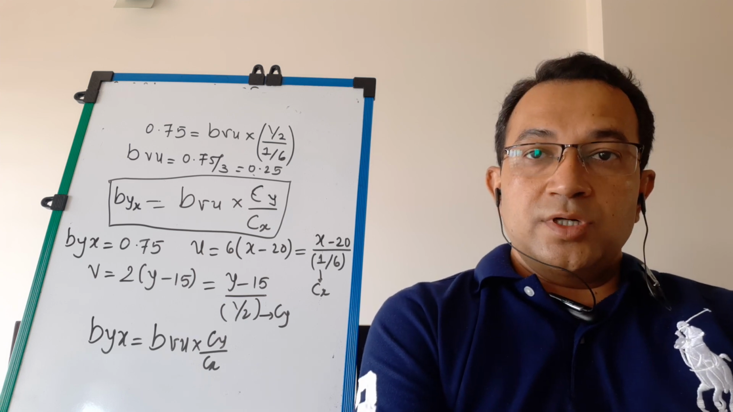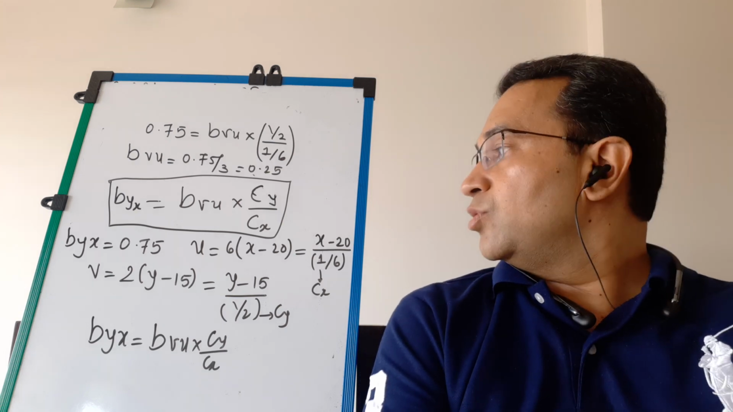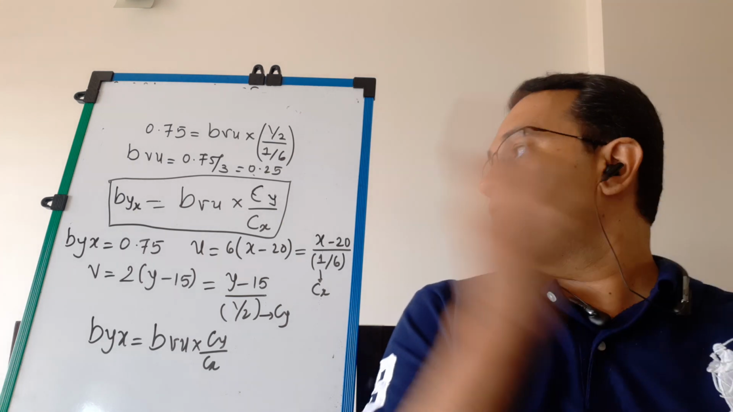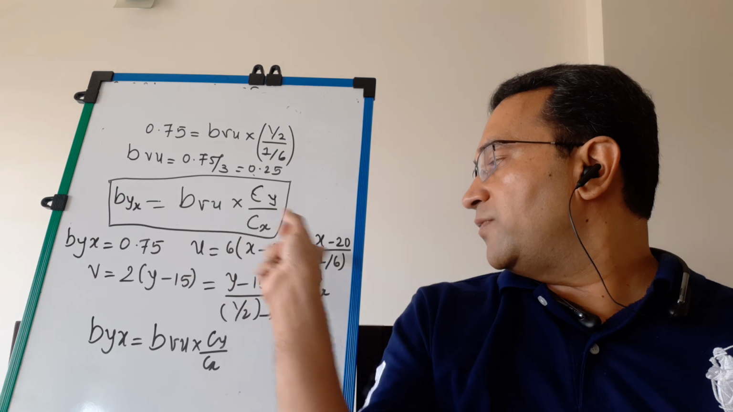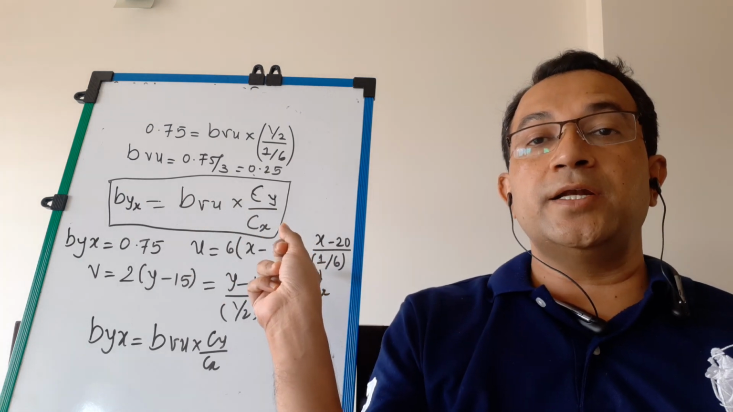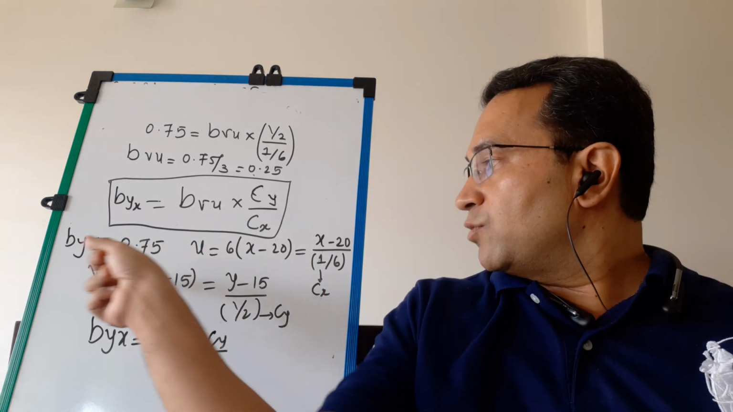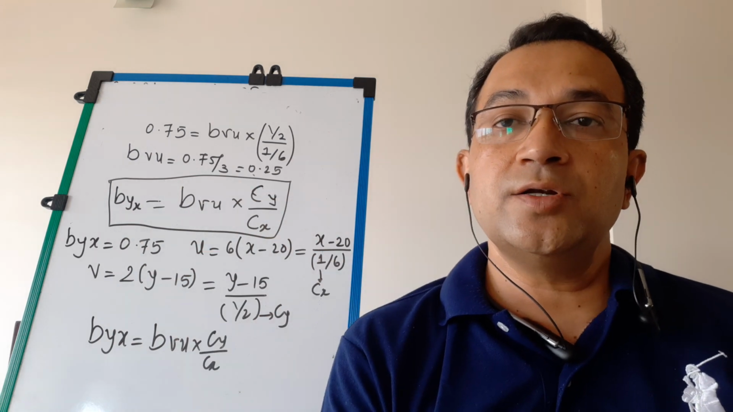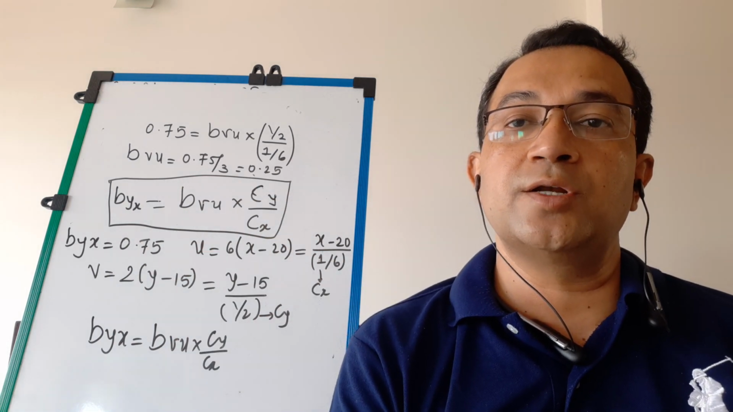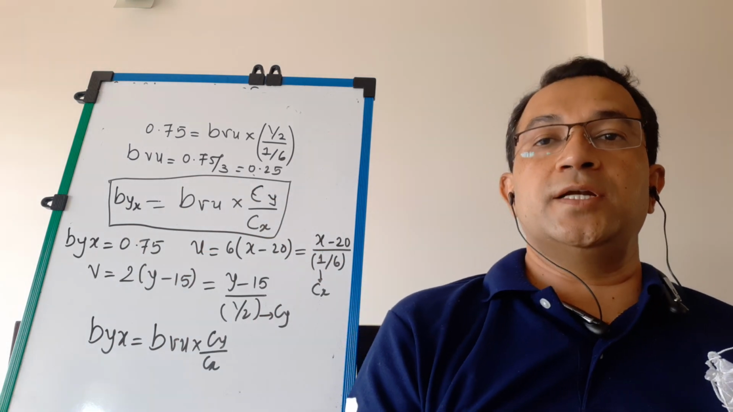Very important students, if it is 6 into x minus 20, you carefully check, 6 I have shifted to the denominator and written 1 by 6. Here it was 2 into y minus 15. 2 I have shifted from numerator to denominator, so I have written it as 1 by 2.